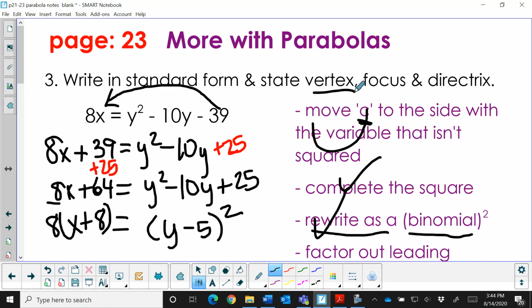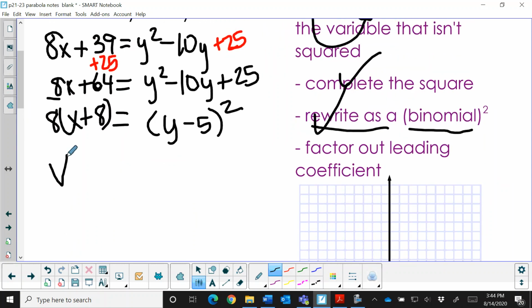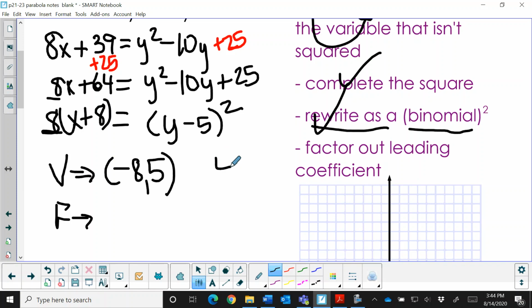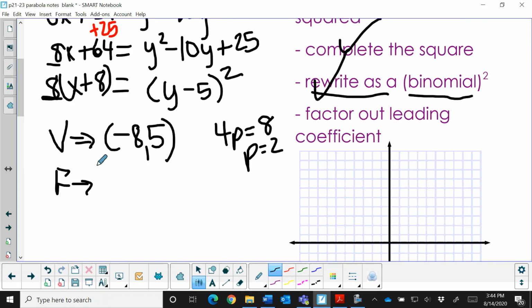Now we're going to look for the vertex, the focus, and the directrix. Let's look for the vertex first. The vertex is always equal to the opposite sign. So look at the x portion, that's negative 8. The y portion, the opposite of that, is 5. For the focus, we have to look at what our coefficient is. So 4p is equal to 8, so p is a positive 2. From our vertex, we're going to find the focus.